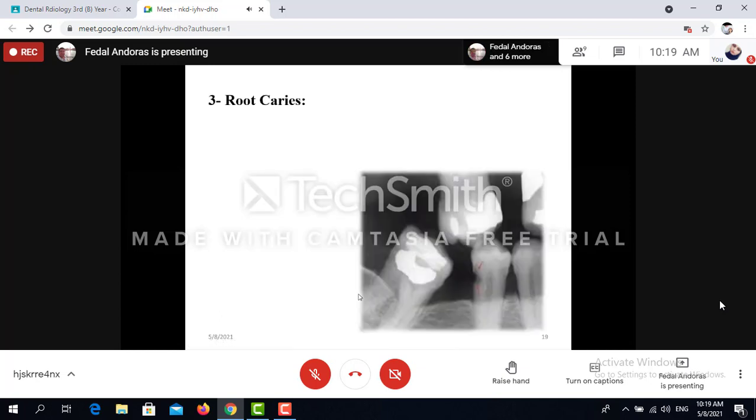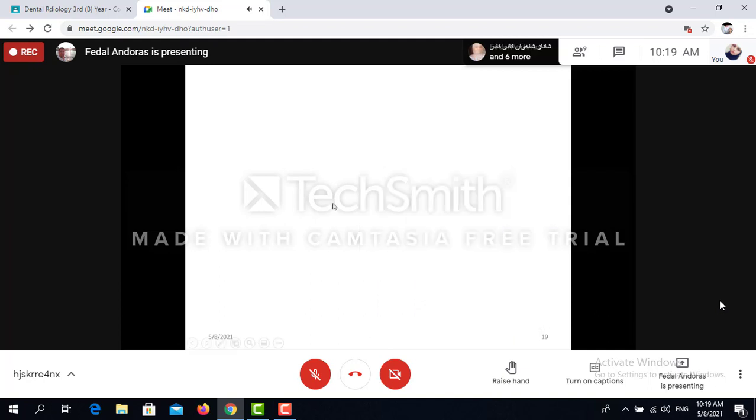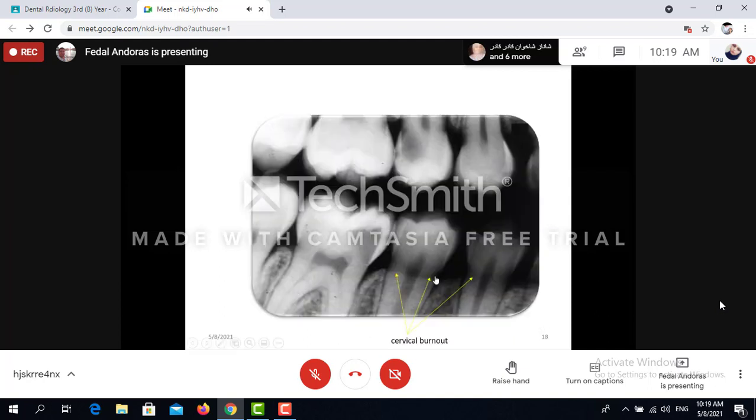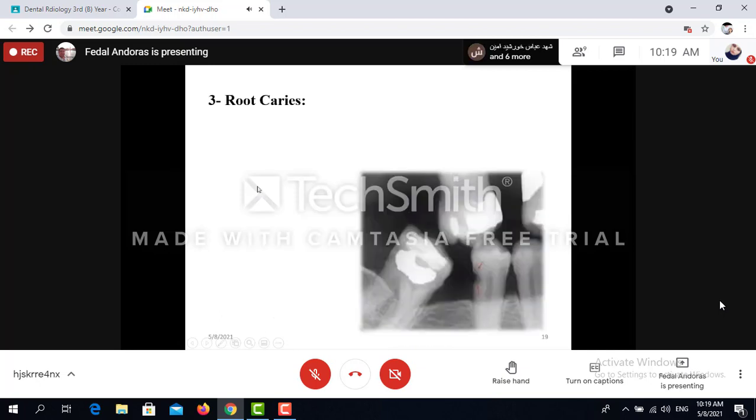Root caries. Going back to the previous slide, look at the cervical burnout. There's a radiolucency between the cap of the enamel and the alveolar bone. And look at this image. It's a root caries. Why? It's like a cupped-out or crater-shaped radiolucency below the cemento-enamel junction. And look at the superior border of the alveolar bone.